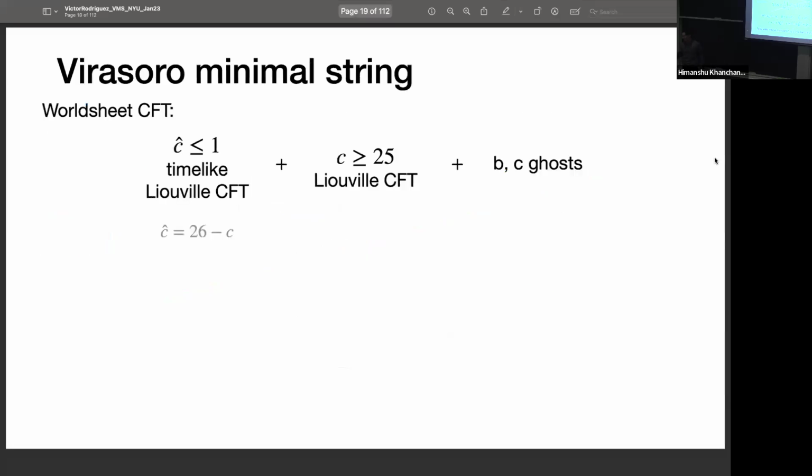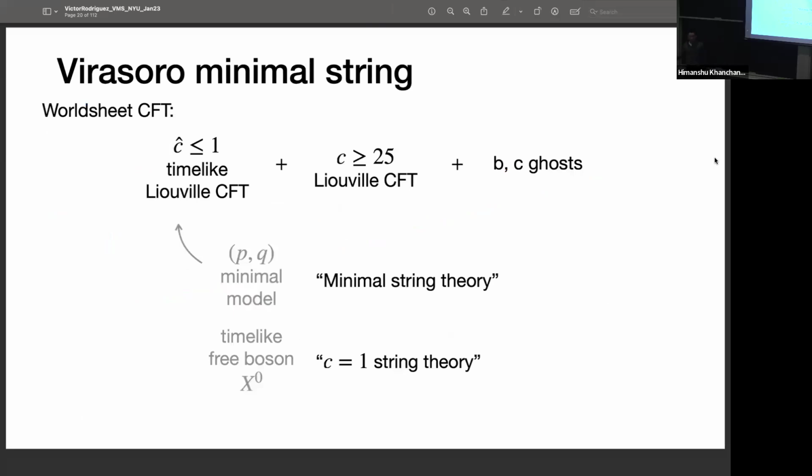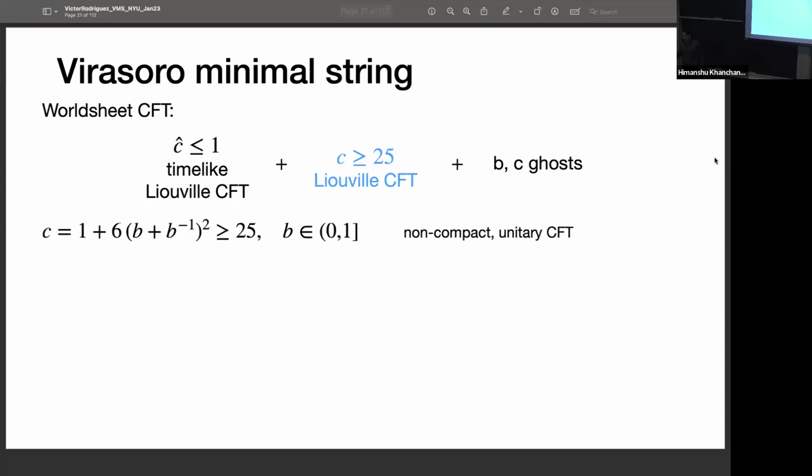But okay, with this particular model, let me write it again. It's this worldsheet CFT, timelike Liouville. To put a little more context, this is the weird ingredient. This Liouville piece is perhaps familiar. If you change this timelike one with a minimal model, this is called the minimal string. If you change it by just a free boson of timelike signature, this is just the c equals 1 string. But today we'll consider a slightly more complicated ingredient, which is timelike.